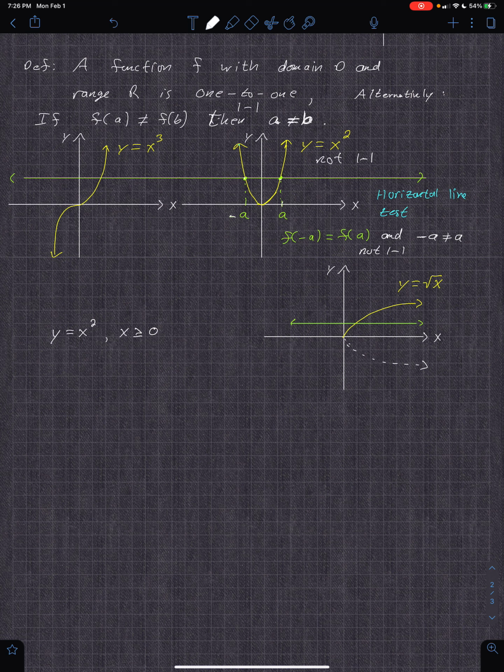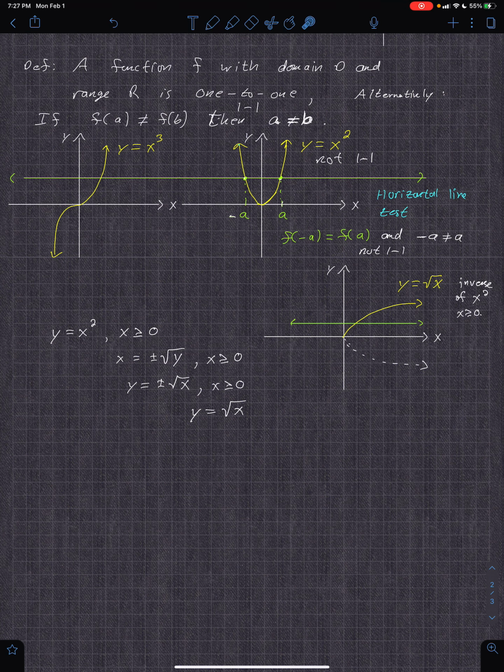What you would do to solve for this is, we'll go through it, but you get x equal to plus or minus the square root of y. But x is greater than or equal to 0, so you just get the positive case. So y is equal to plus or minus square root of x, but x is positive, and so you get just y is equal to root x. So you get just the top portion. This is what we're going to call the inverse of x squared for x greater than or equal to 0.